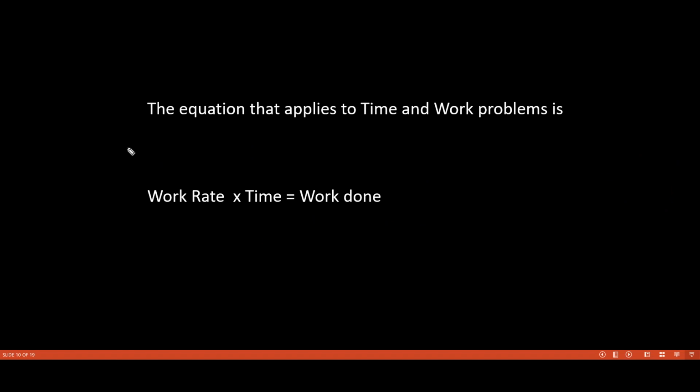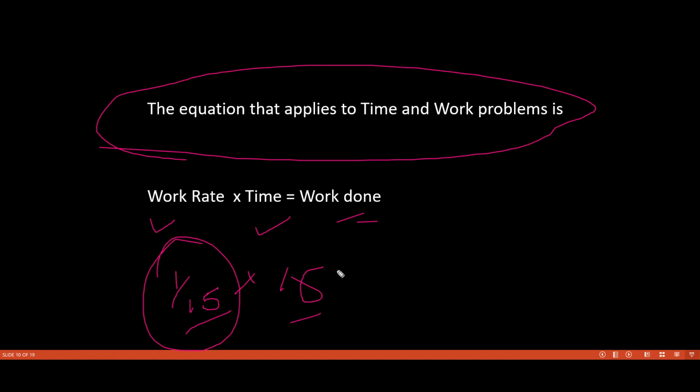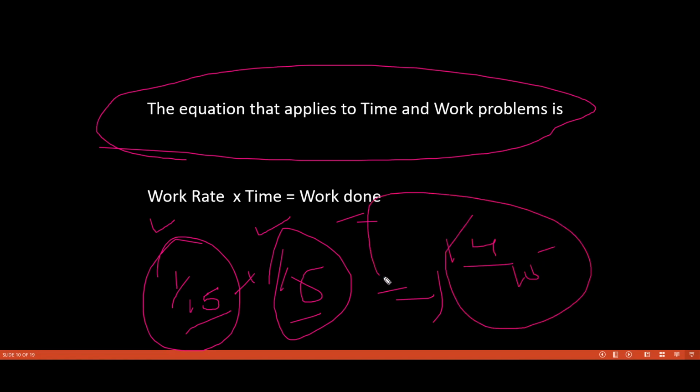So there is one more concept in time and work problems. See, work rate into time is equal to work done. So if a person is doing 1 by 15 part of the work in one day, then to complete the entire work, obviously he is going to need 15 days. So then the total work will be completed. If he takes 14 days, then 14 by 15 of the work is completed, not the entire work. And draw parallels between this.